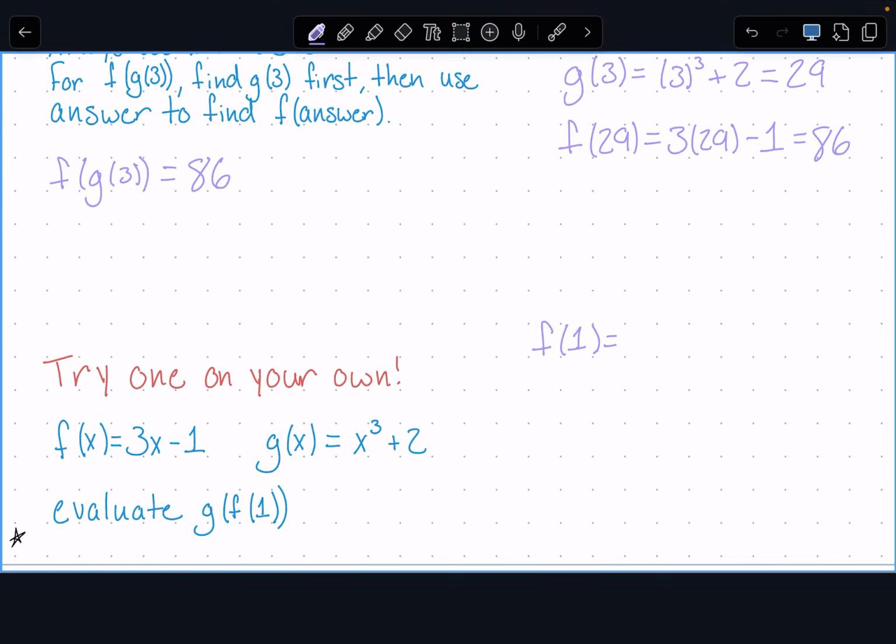So f of 1, our f of x function is 3x minus 1. So we're going to replace that x with a 1. So we have 3 times 1. How did you get 0? You forgot the 3 was there? Oh my goodness. Okay, so do you have a new answer? Oh, I'm sorry. It's 2, yes. F of 1 is 2.